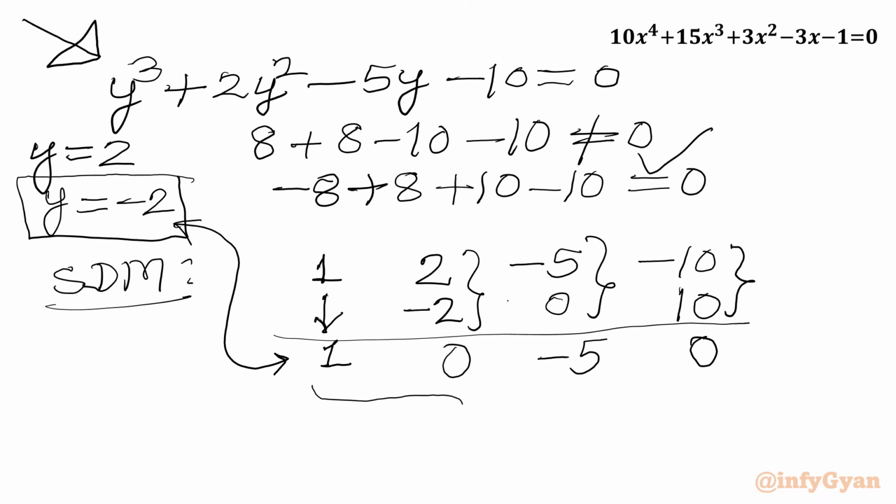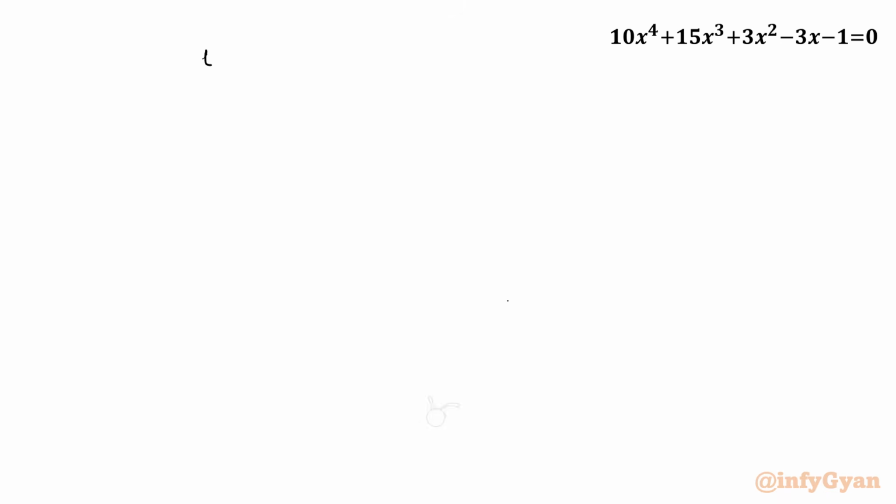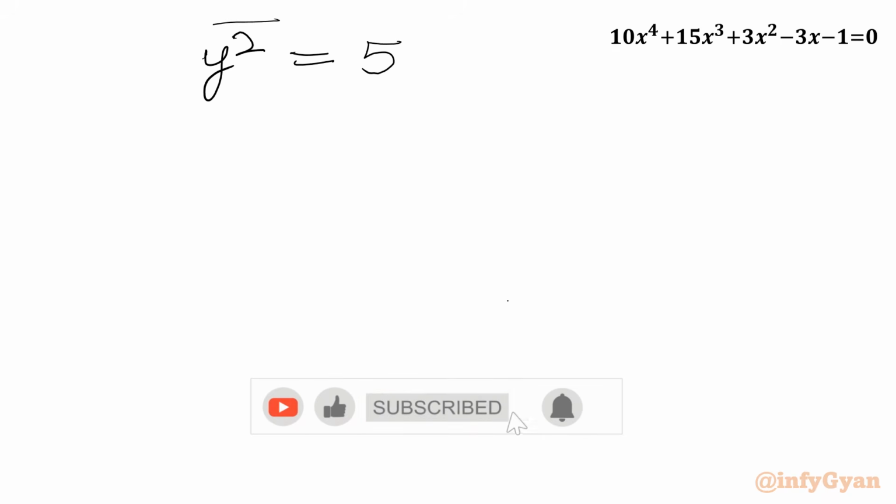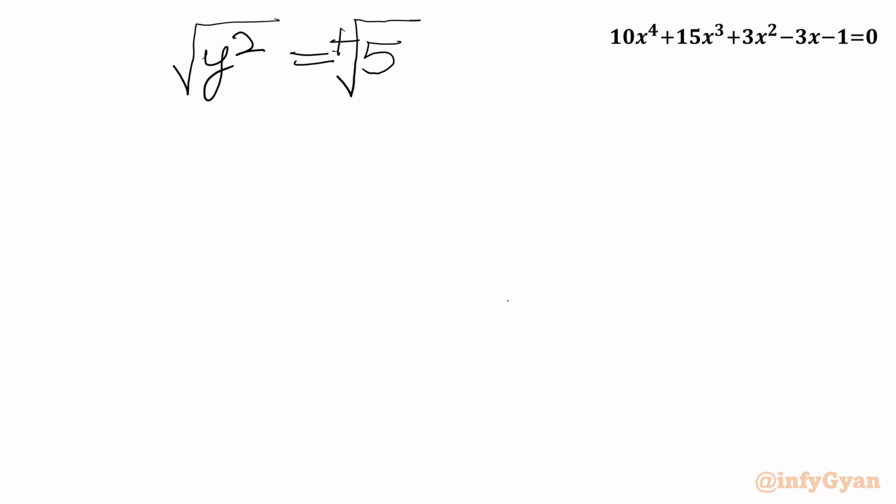Here we have the coefficients for the quadratic equation in y, and the equation will become y square minus 5 equal to 0. We'll add 5 to both sides. So we will get y square equal to 5. Now we will take the square root on both sides to get the values of y. So here we need to write the plus minus sign. The square root and the square will cancel. We will write y will be equal to plus minus square root 5.